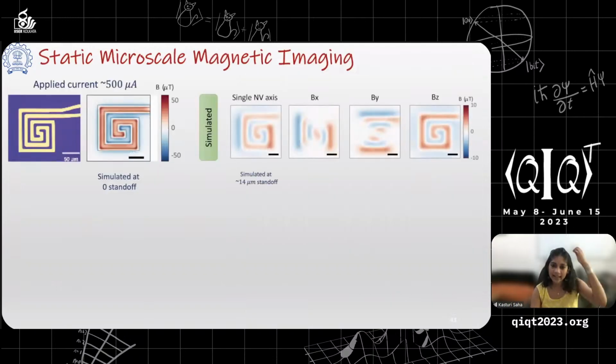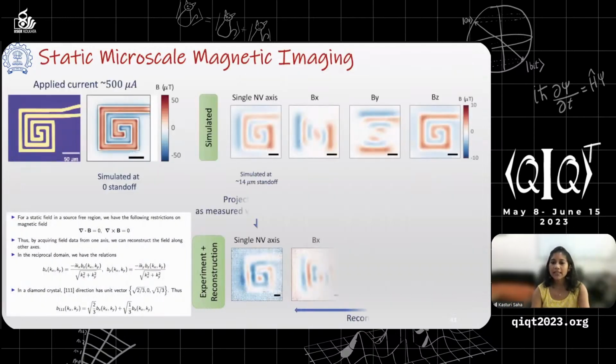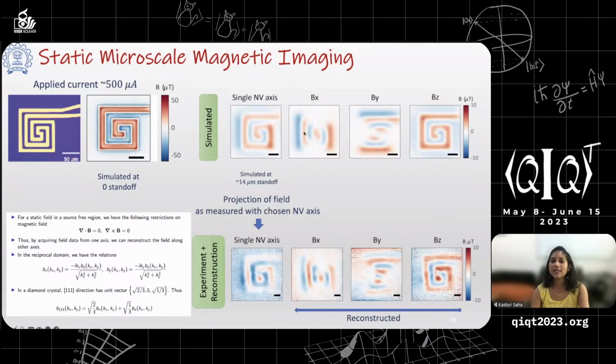So if you did static magnetic field imaging, this is the simulation. This is very easy to do in COMSOL. You can just simulate the magnetic field by flowing the current in and then mapping from the Biot-Savart law. You can calculate exactly the B field, the Bx, By, Bz, and then when you perform the experiment, you can see that the single NV axis can very nicely map out the Bx, By, Bz fields.